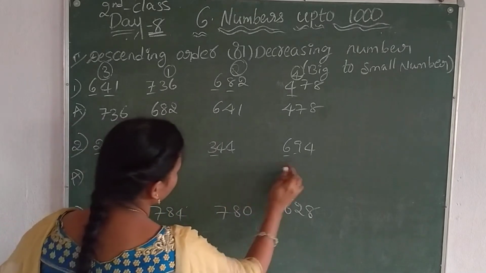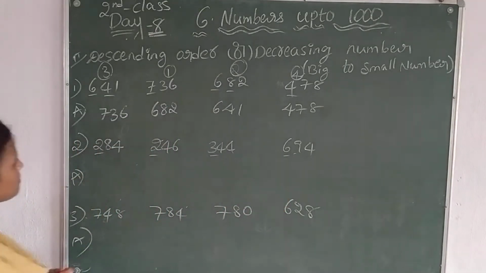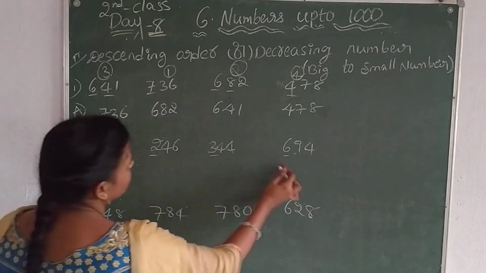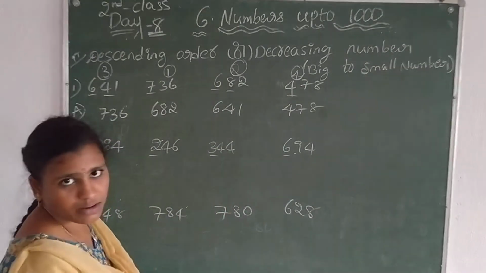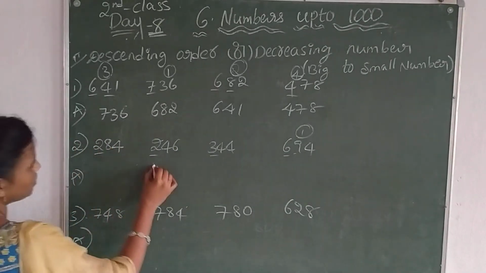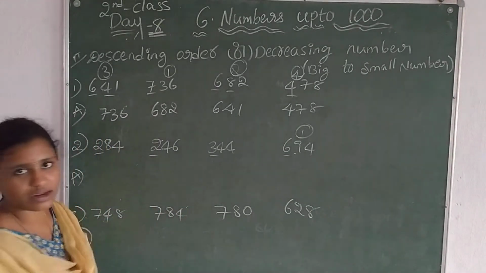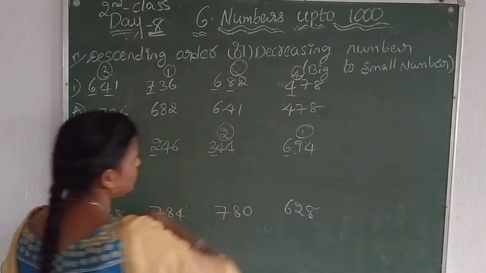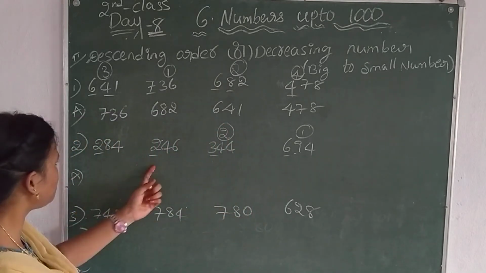2, 2, 3, 6. Which is a big number? Here, which is a big number? 6 is a big number. That's why give it number 1. And 2, 2, 3. Which is the second big number? 3. Give it 2. Next 2, 2.